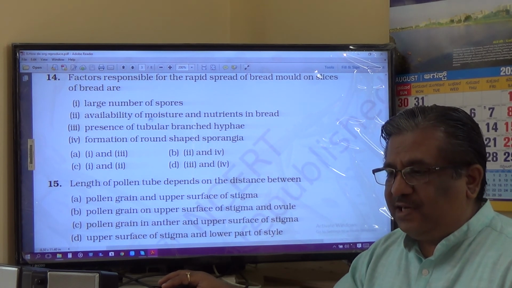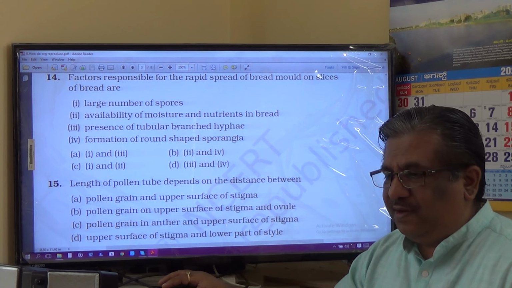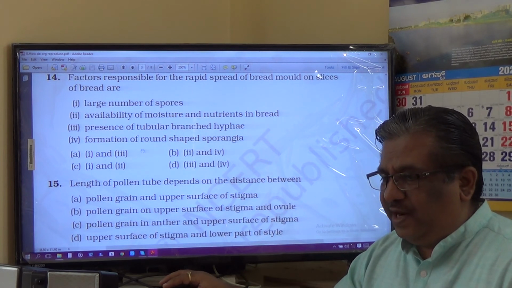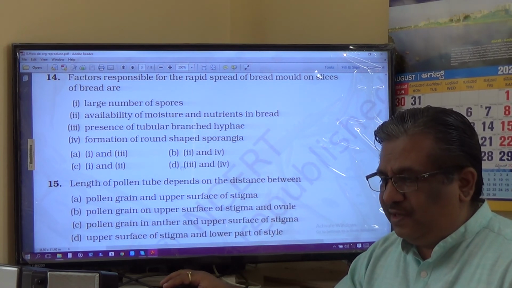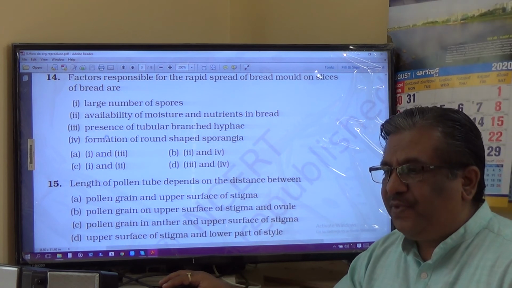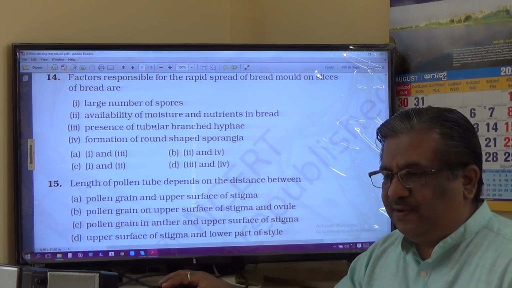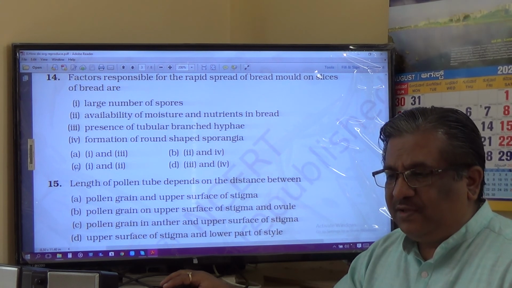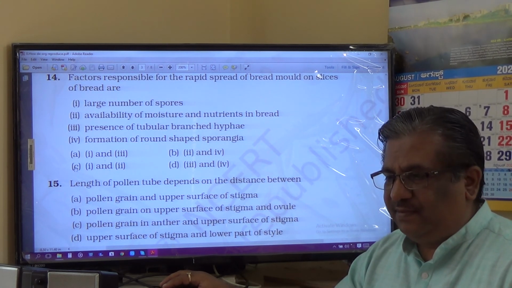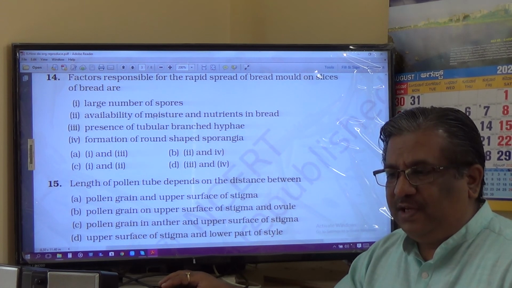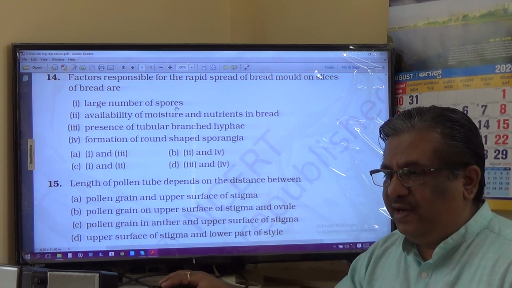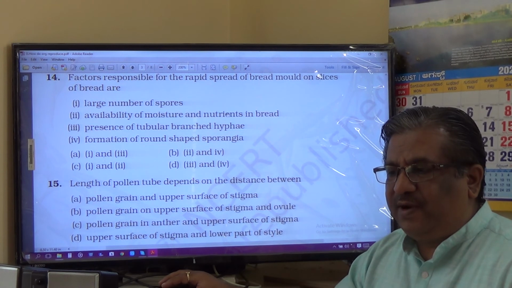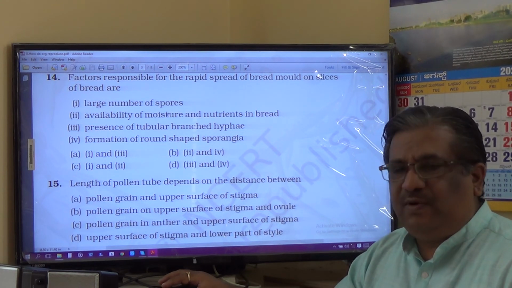1 and 2, large number of spores and presence of tubular. 1 and 2 should be the answer here. C should be the answer. Large number of spores and availability of moisture and nutrients in the bread. C should be the answer here. These two. Spores should be more, and moisture and nutrients make them grow.